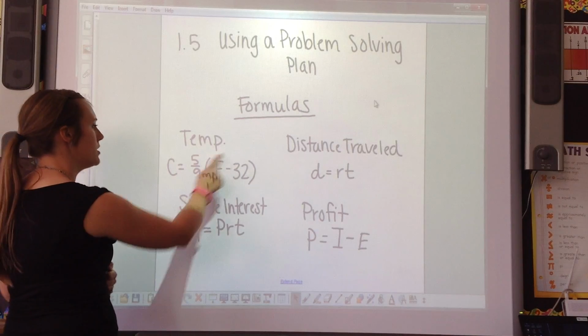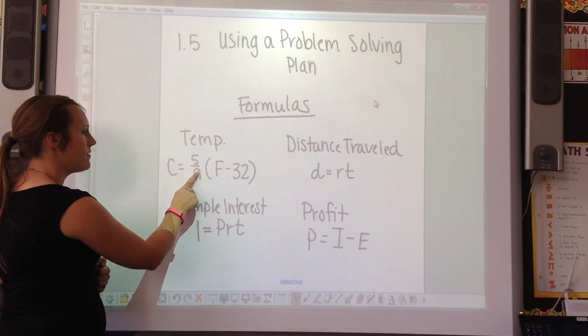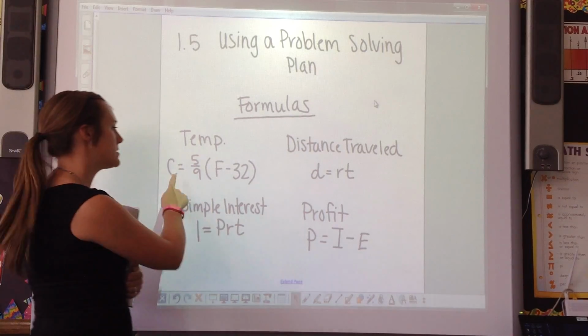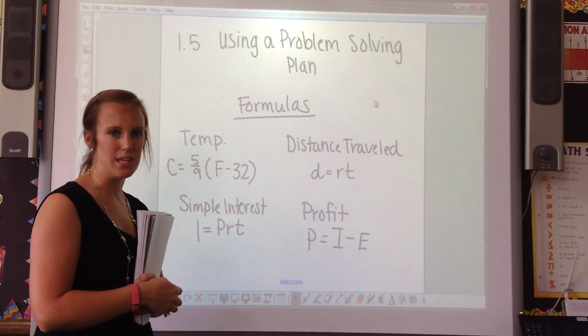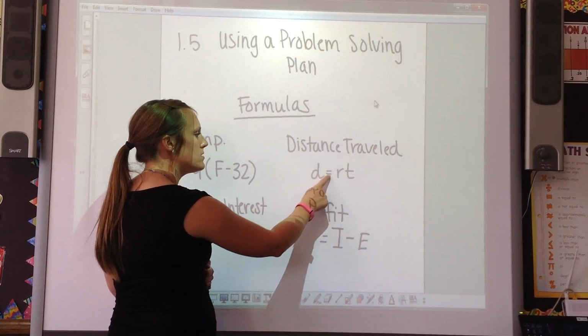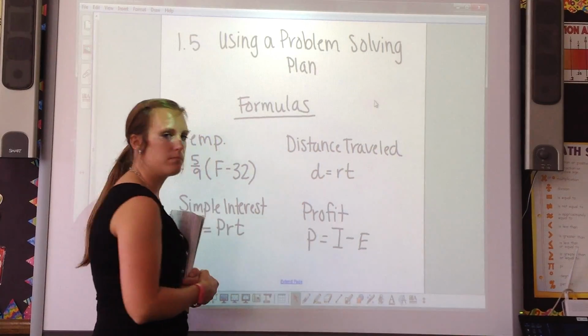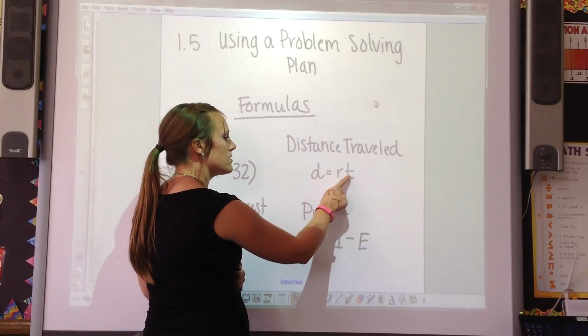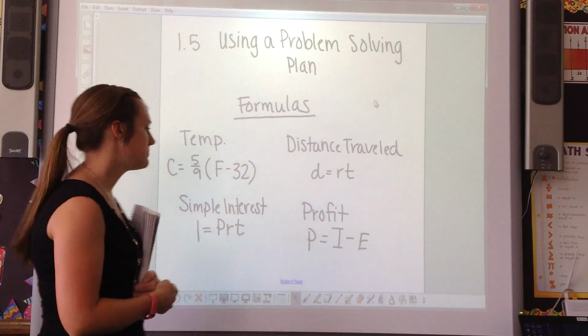Alright, so temperature. Celsius equals 5 ninths times the quantity, Fahrenheit minus 32. So you're converting between Celsius and Fahrenheit. That's what C and F mean. Distance traveled. Distance equals rate times time. I would be writing this down if I were you. D is distance, R is rate, T is time.